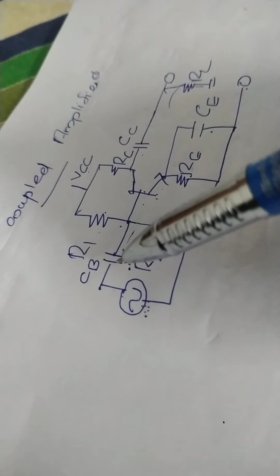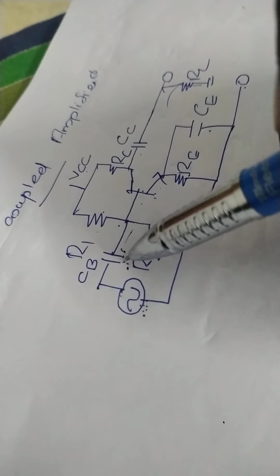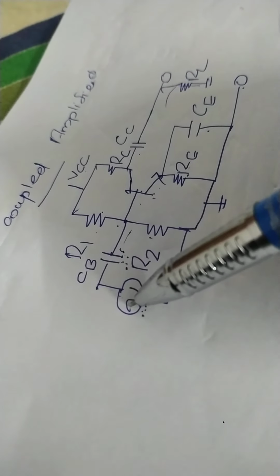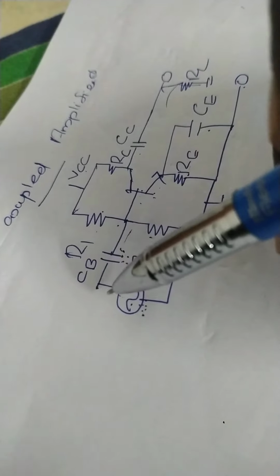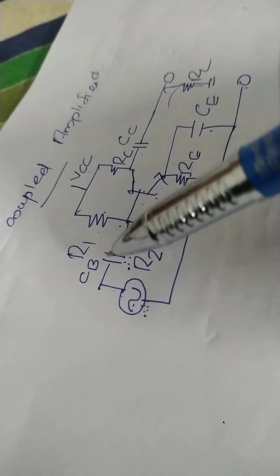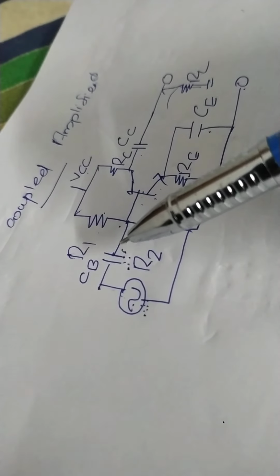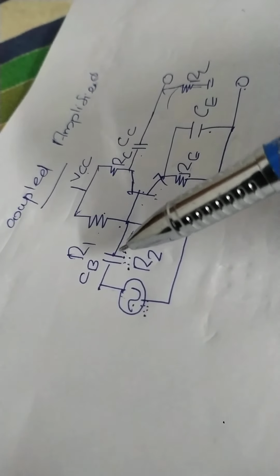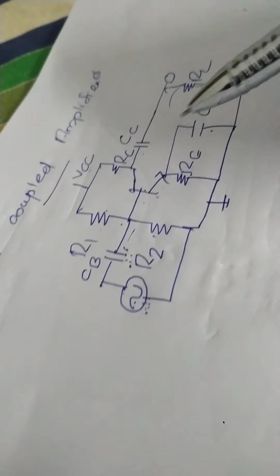The main three functions are: first, to smoothen the signal; second, to protect the signal source from the DC source; third, to pass only the AC signal to the transistor and block the DC signal. This is the function of this input coupling capacitor, the base coupling capacitor.